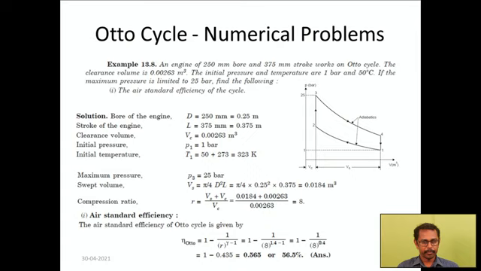From this compression ratio, we are going to calculate the air standard efficiency of the Otto cycle. The efficiency of the Otto cycle is equal to 1 minus 1 divided by r to the power gamma minus 1. We have already derived this equation. If we substitute the compression ratio in this equation, we find the efficiency of the Otto cycle is 56.5%.